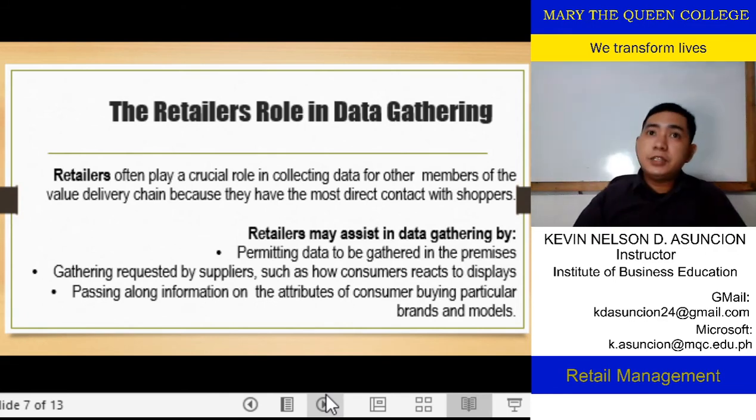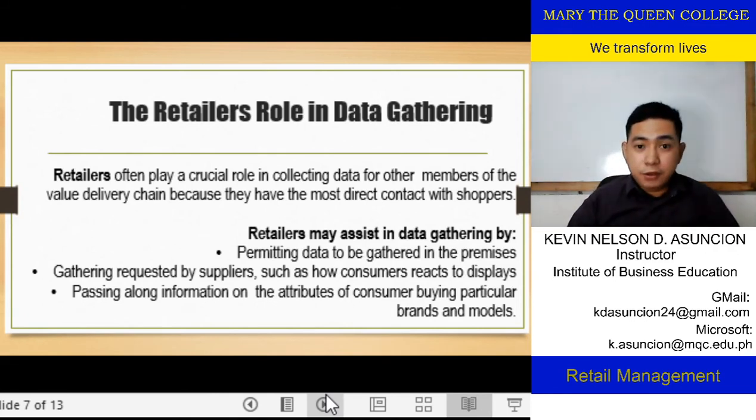At the very least, your retailers have that first-hand contact with the customers. Retailers often play a crucial role in collecting data for the other parts of the value delivery chain because they have the most direct contact with the shoppers, as I mentioned. Retailers may assist in data gathering by permitting data to be gathered on their premises, no?